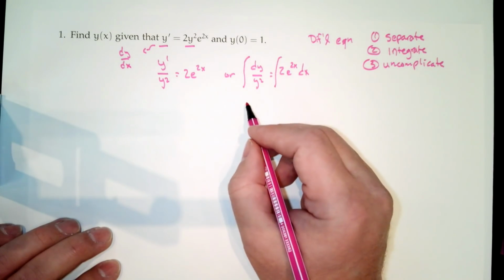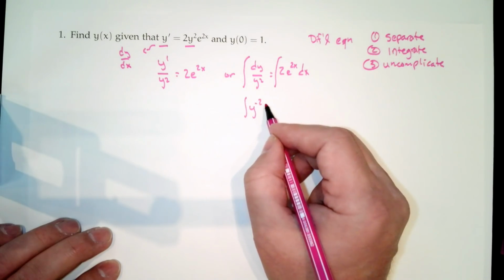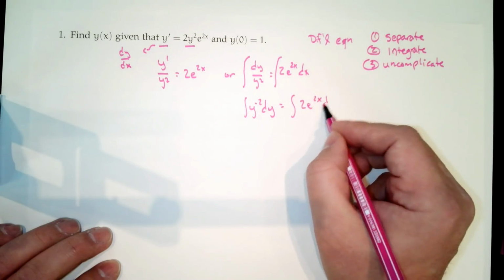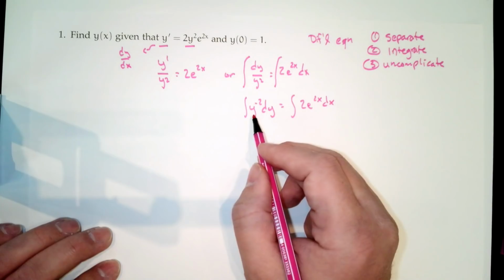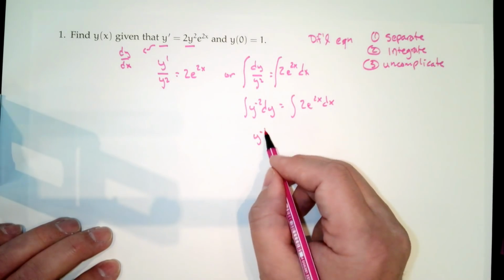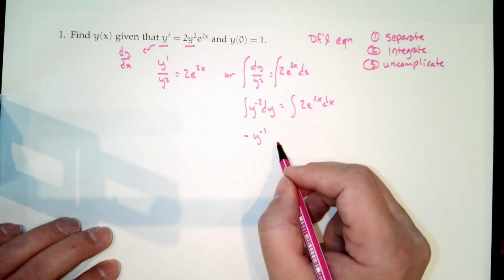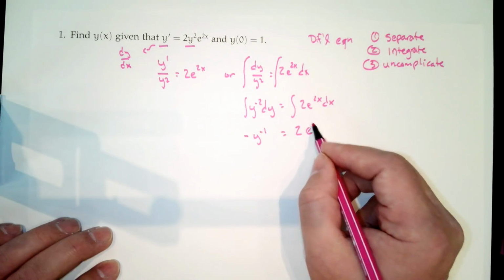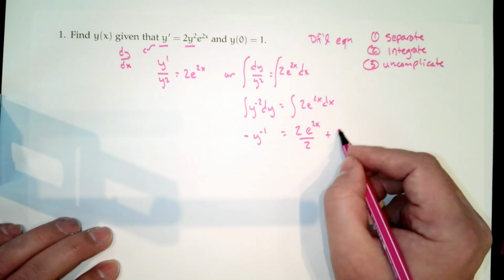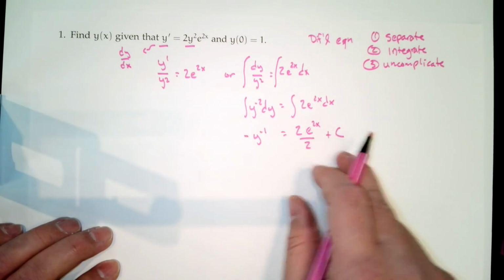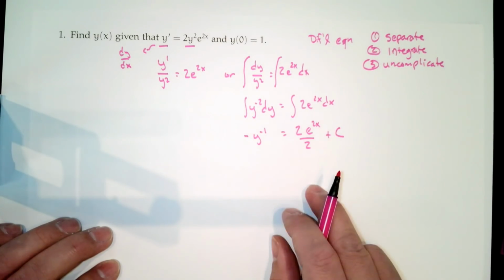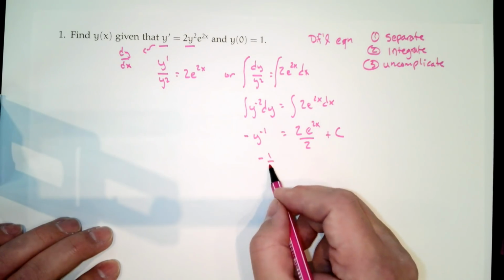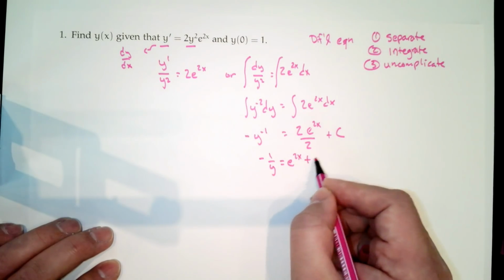And so dy over y squared, that's really y to the minus 2 dy. And so that's still 2e to the 2x over here. And so the integral of y to the minus 2, now that's something to a power. I add 1, and I divide by the new power, which is the same as multiplying by a minus. And then that's going to be equal to the integral of 2e to the 2x. Well, that's 2e to the 2x, and I divide by 2, and I add plus c. I only need 1 plus c. I don't need to have a plus c on both sides. And now I say, okay, what do I have? Well, minus 1 over y equals e to the 2x plus c.